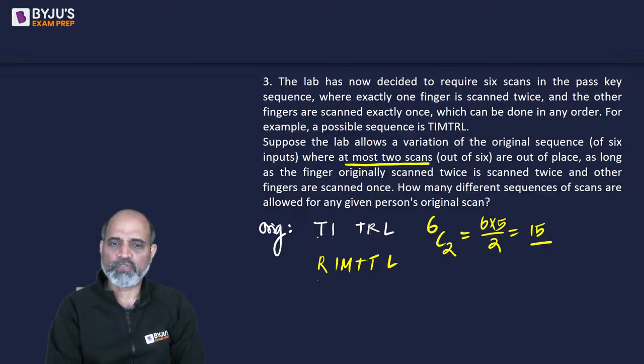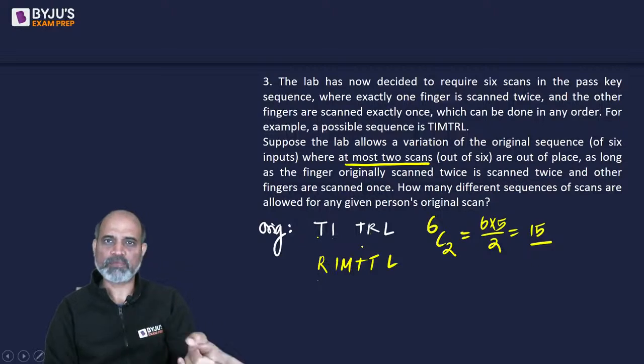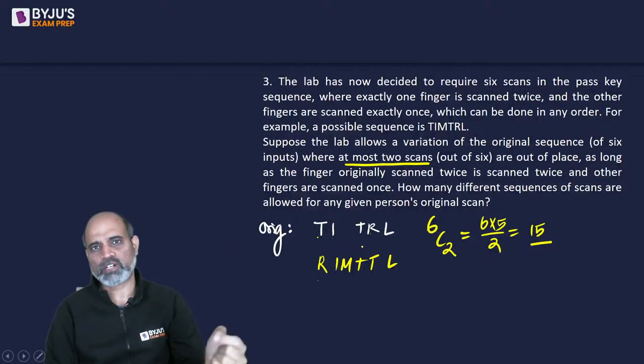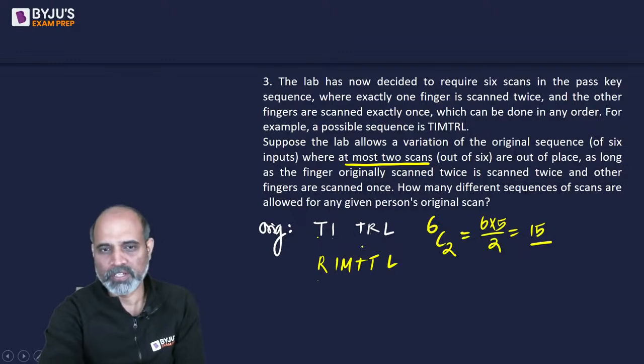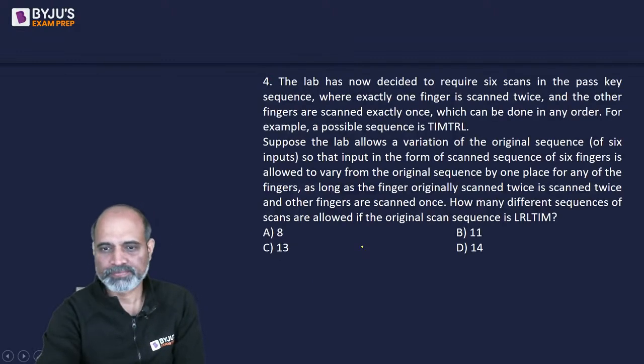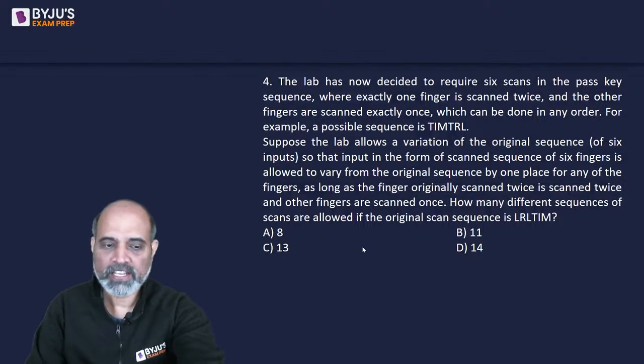See, if I remove when T and T interchange, it will give you the same sequence, but the original one is also allowed. So total, it will give us a total of 14, but then the last one will again get added. So eventually it will be 15 only. There should be no change. Okay, the next one.